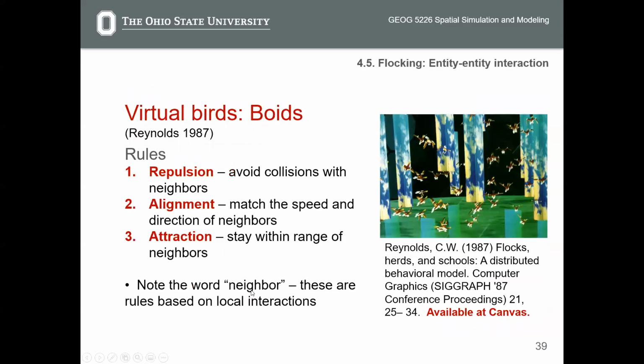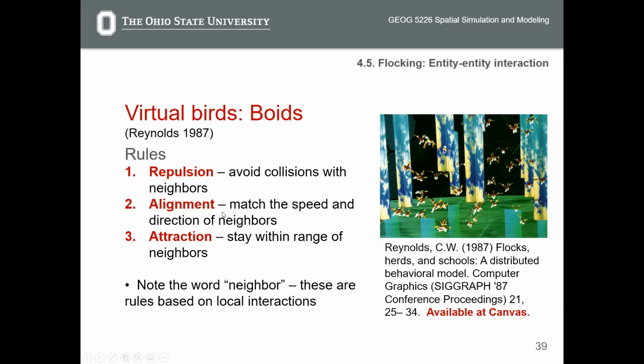Okay, and in 1987, Reynolds proposed a very simple model for the simulation of flocking. He used some virtual birds, called boids, to address this process. Rules for these boids are very simple. Firstly, there is repulsion, which means avoid collisions with neighbors, which means these boids should not get too close to each other.